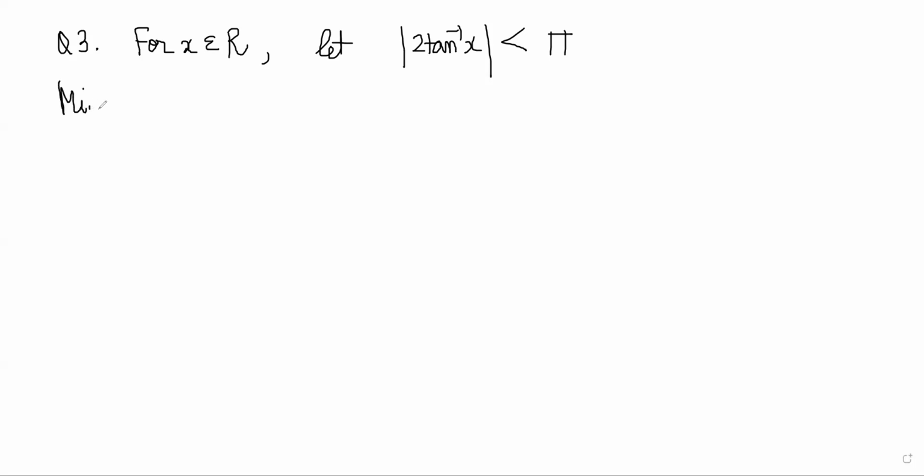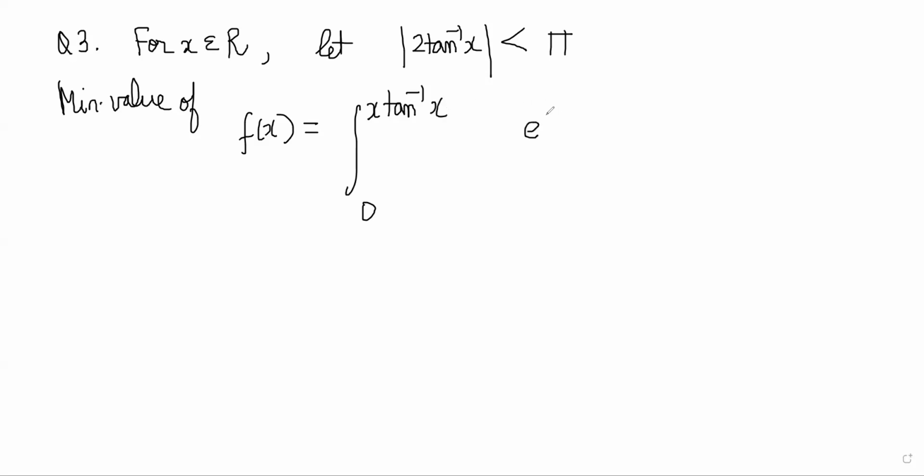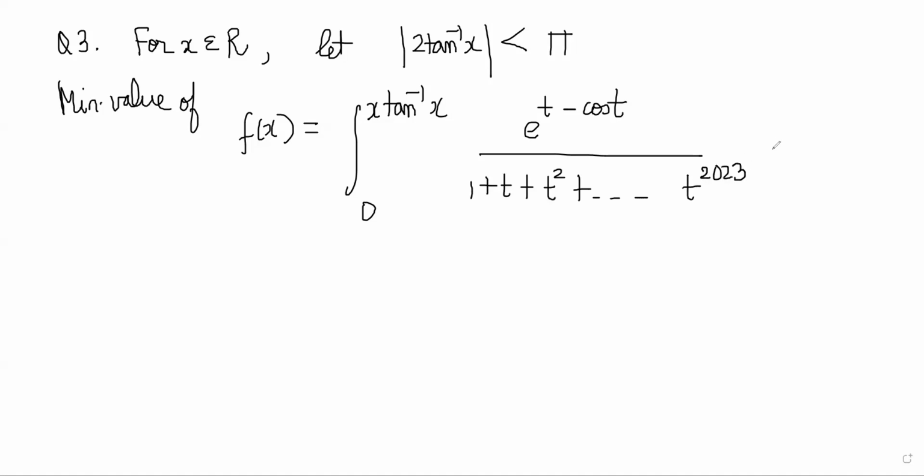The next question that we look at is this one. For x belonging to R, let the modulus of 2 tan x tan inverse x be less than pi. Find the minimum value of f of x is equal to the integral from 0 to x tan inverse x of (e power t minus cos t) divided by (1 plus t square) till t power 2023 dt. We have to find the minimum value of this.